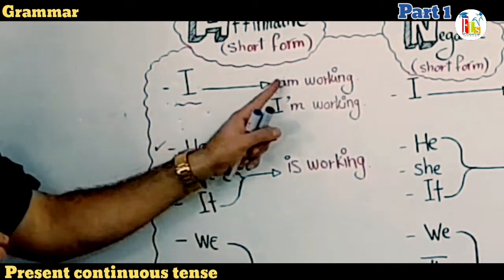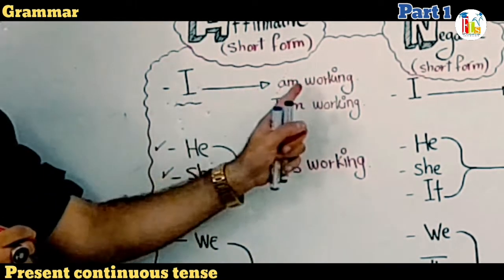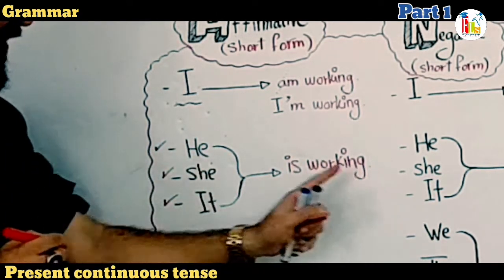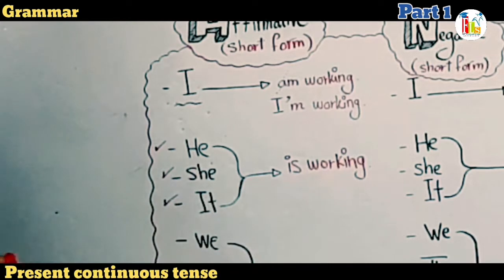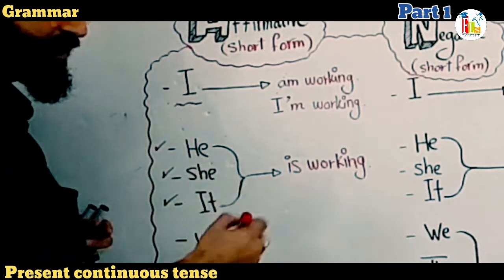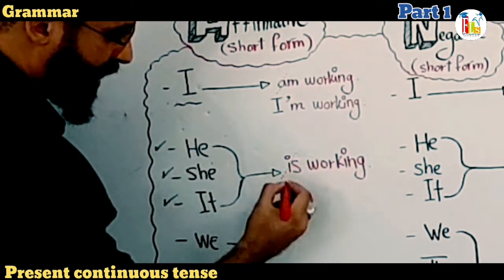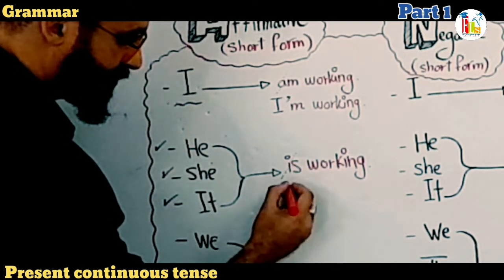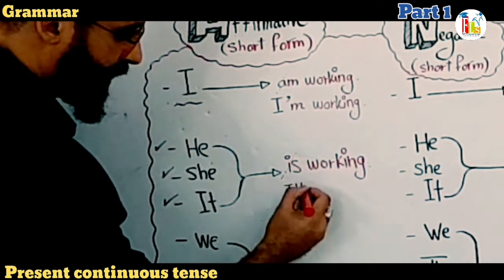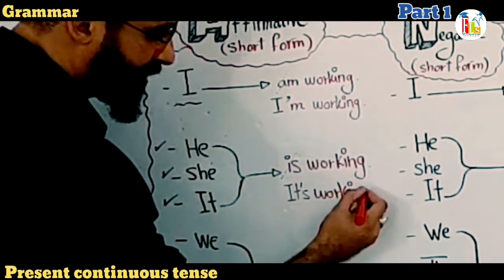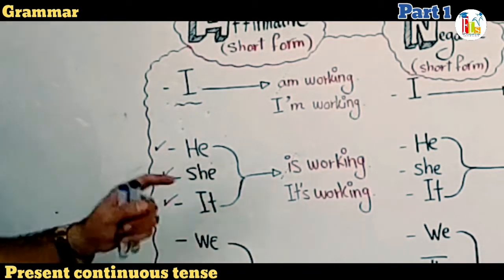So I am working, he is working, she is working, it is working. So is there any contracted form? Yes. We can remove the I. It's going to be it's working. As I explained earlier, the difference will be in the pronunciation.